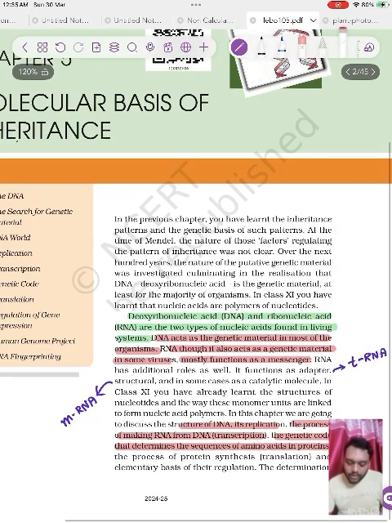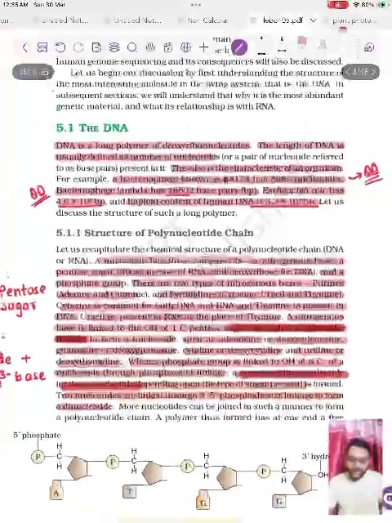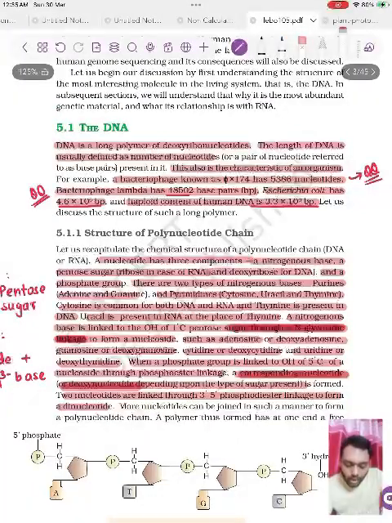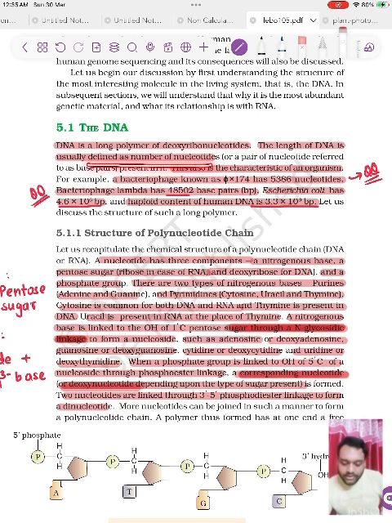Okay, now moving on to the structure of DNA. Basically DNA is a long polymer of deoxyribonucleotides. The length of DNA is usually defined as the number of nucleotides. So the number of nucleotides in a DNA is the length of the DNA. A bacteriophage known as phi X174 has 5386 nucleotides. This has been asked many times in your NEET exams: how many nucleotides does the phi X174 bacteriophage have? Your answer will be 5386, that rounds off to 5400.